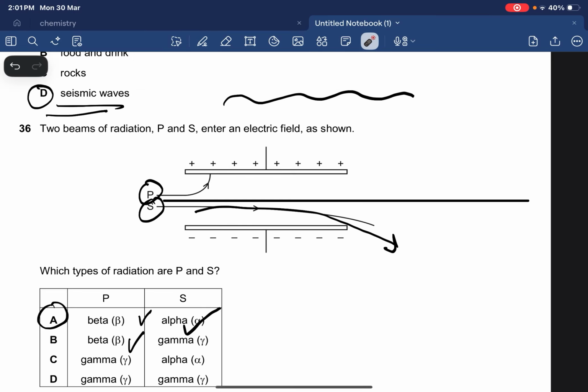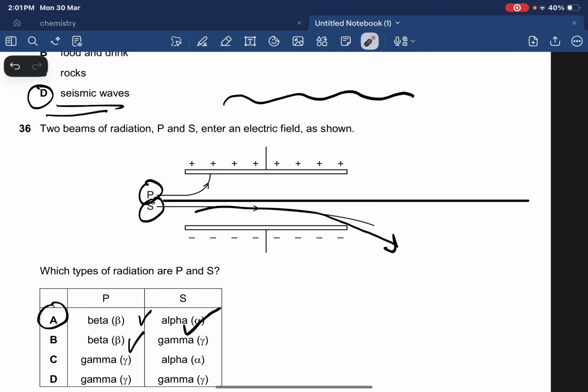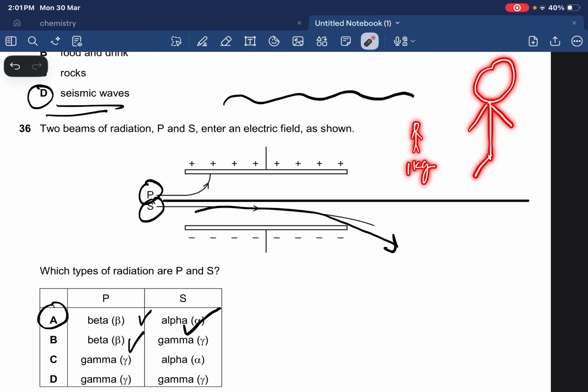Now you can see one more thing: beta is deflecting more, alpha is deflecting less. Why? Because alpha is heavier. Heavier particles are going to deflect less, whereas lighter particles are going to deflect more. Just take an example. If there is a person that has a mass of 1 kg, and if there's a person that has a mass of 100 kg, think about it.